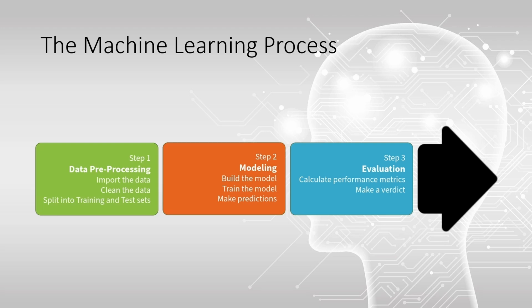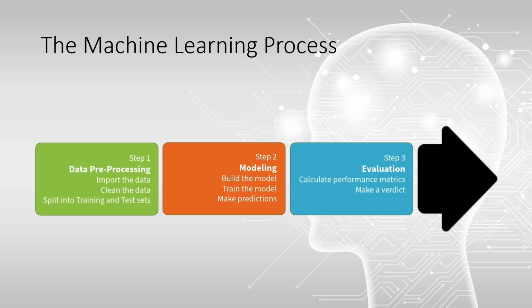And finally we move on to the evaluation step. We will calculate some performance metrics and make a verdict about our model, whether it's a good fitting model and if it works well for our data or not. And this is a very important step to make sure that the models we build really serve the purpose that they are designed for. So that's the machine learning process.